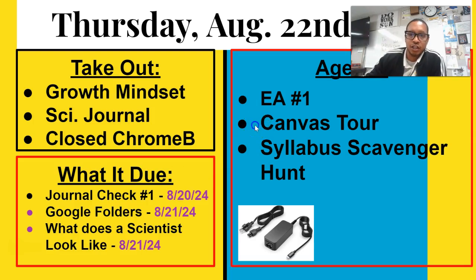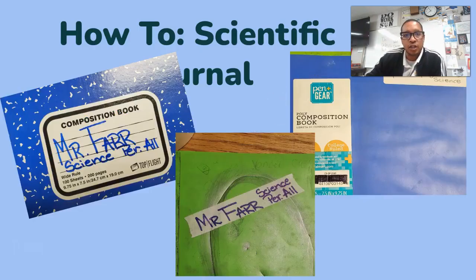All right, y'all, let's keep it moving. So we talked about the scientific journal. Make sure on the front cover you have 3 things, and I think I'll redo this slide just a bit. You want scientific journal, you want your first and last name, and then whatever period that you're in, okay? Those are the 3 things that you want on there. Okay, let's keep it pushing.